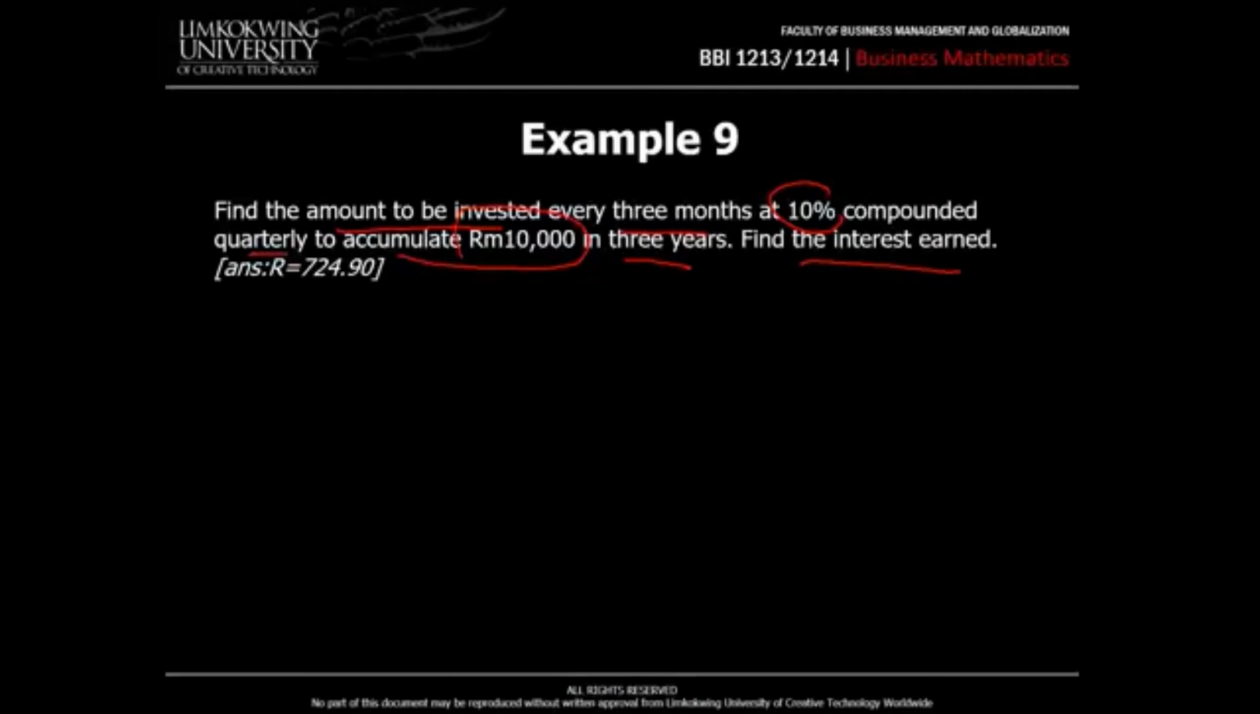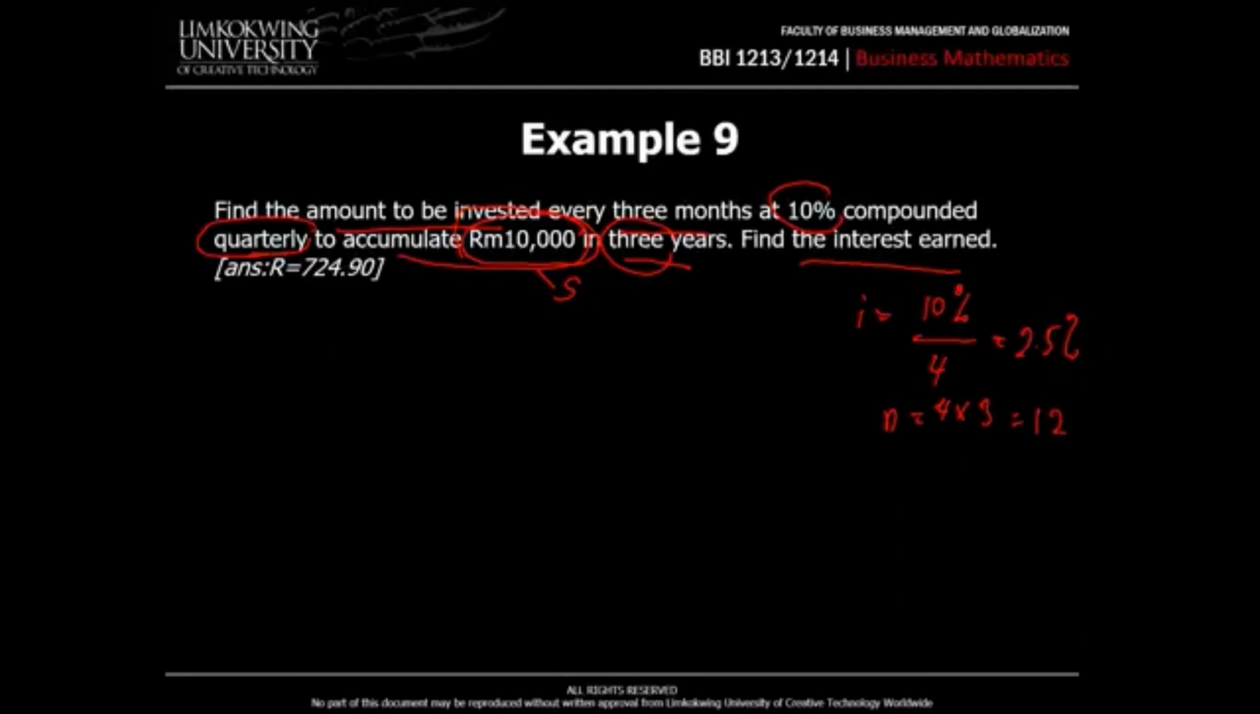To accumulate 10,000, what does this mean? Future value. This is S, 10,000. 10% compounded quarterly. So I means 10% divided by how many? Quarterly, 4. So you get 2.5. So what is your N? Invested every 3 months, 4, multiplied by 3 years. So you get 12.